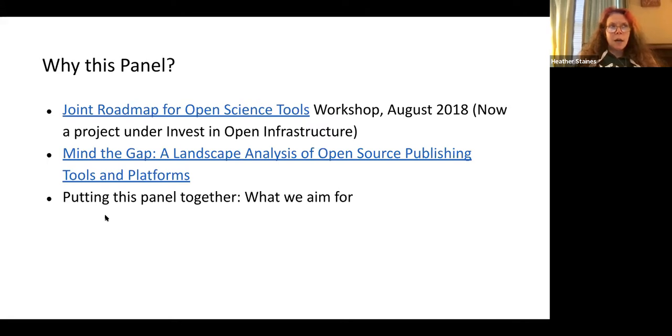A key area identified as a part of that report was governance. It was found that these are companies that are spending a lot of their time on technical issues, a lot of times on business models, but less time on what sort of governance structure might work well for them.